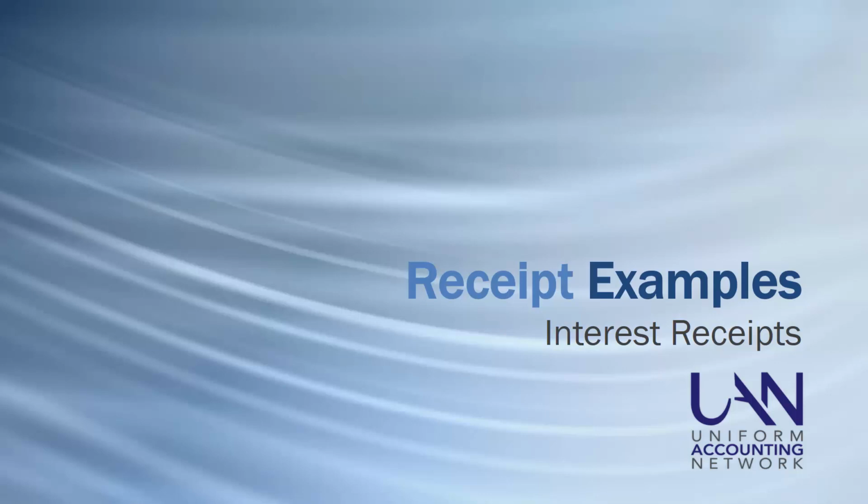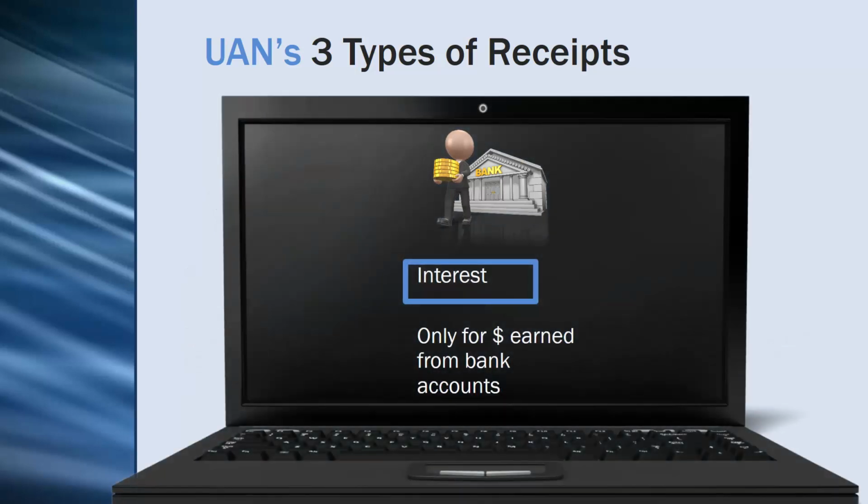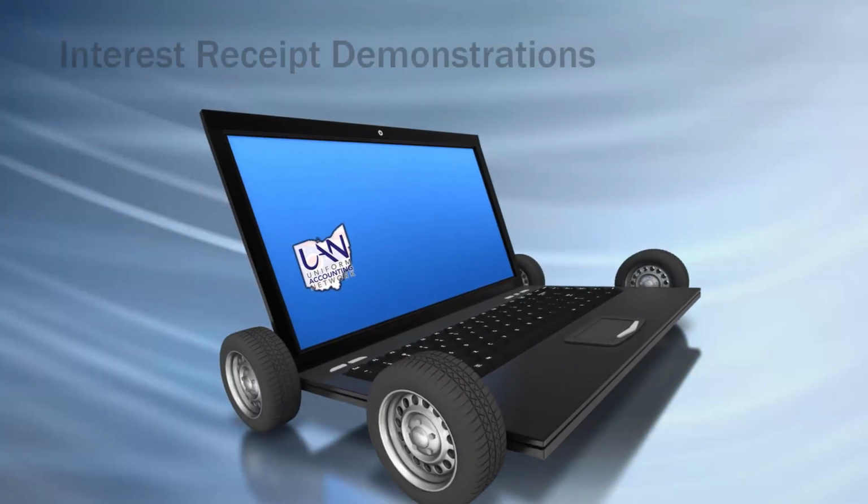In this video, we will demonstrate receiving interest revenue in UAN. There are three types of receipts you can enter in UAN: standard, interest, and memo. You should never enter interest earned from your checking or investment accounts as standard or memo. Always add an interest receipt for this type of revenue. Enough said. Let's roll on into UAN for some examples.